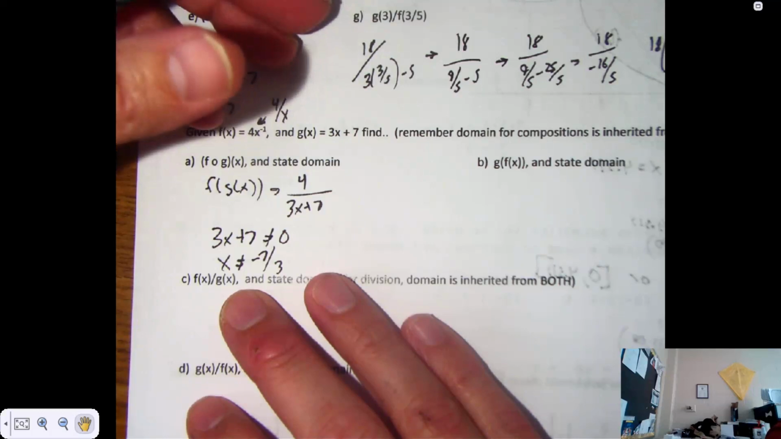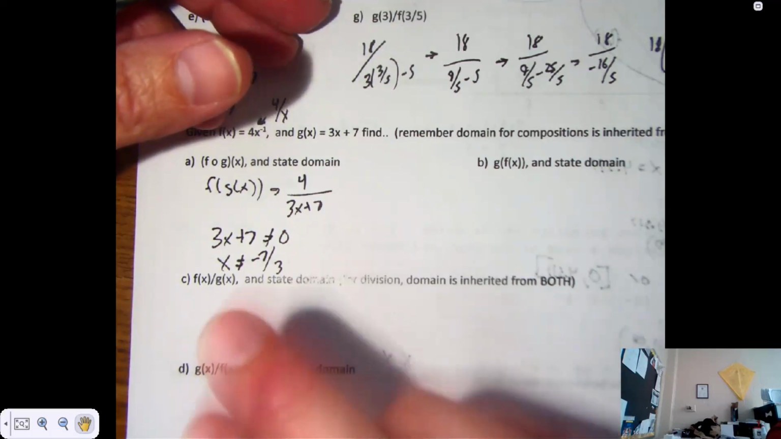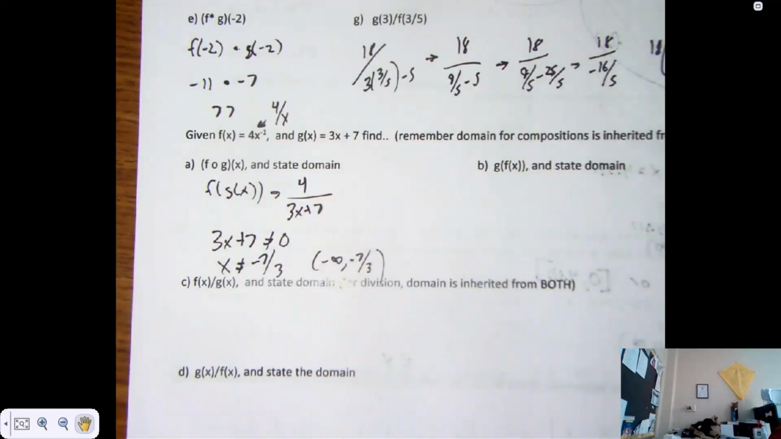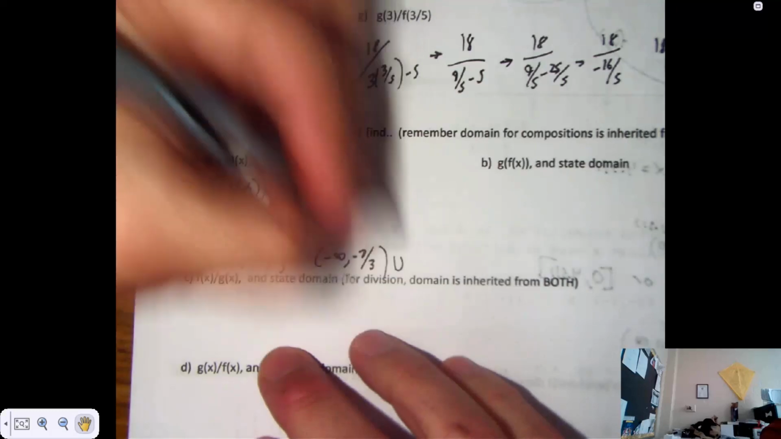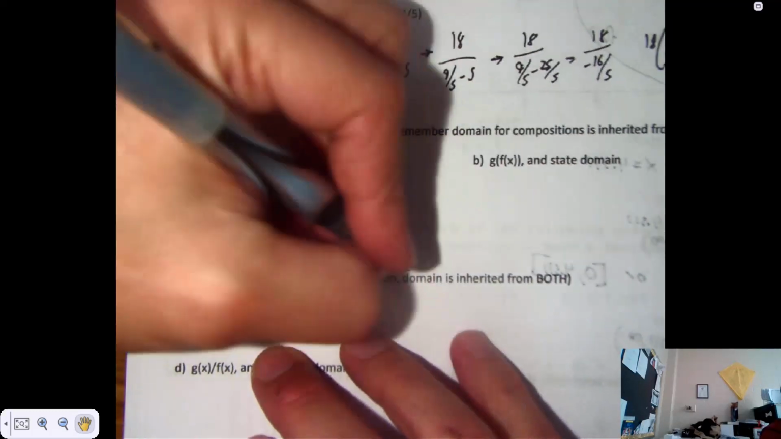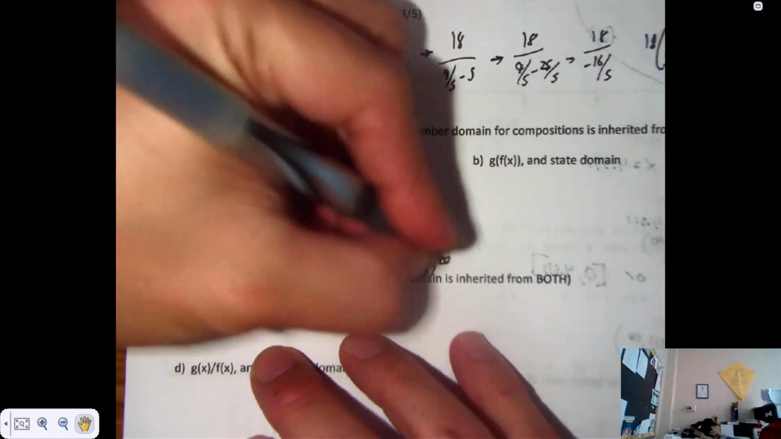Now I will have this written out, probably as an interval. That is the only thing x can't be. That means I can be everything less than it, negative infinity to negative 7/3, or I can be everything greater, negative 7/3 to infinity.